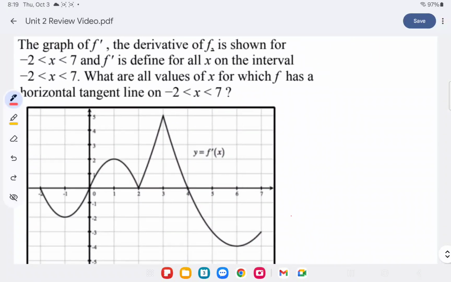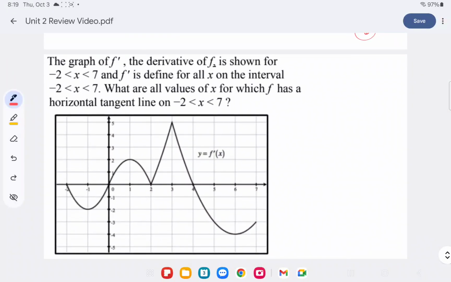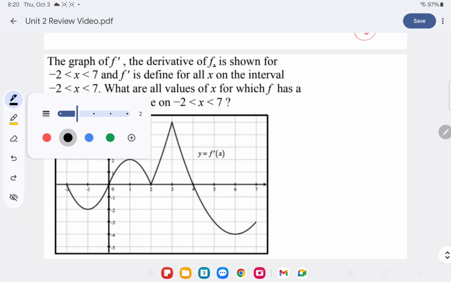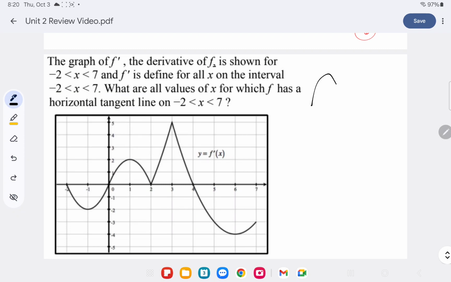All right, last one. This is a graph of the derivative function of f. So this is not f. This is the derivative of f, the slope, right? We're graphing the slope of f here. What are the values of x for which f, the original function, has a horizontal tangent line? So I'm not going to try to sketch f for a second. I'm just going to sketch a random function for a second. If we have a random function, they have horizontal tangent lines at these relative maximums and minimums.